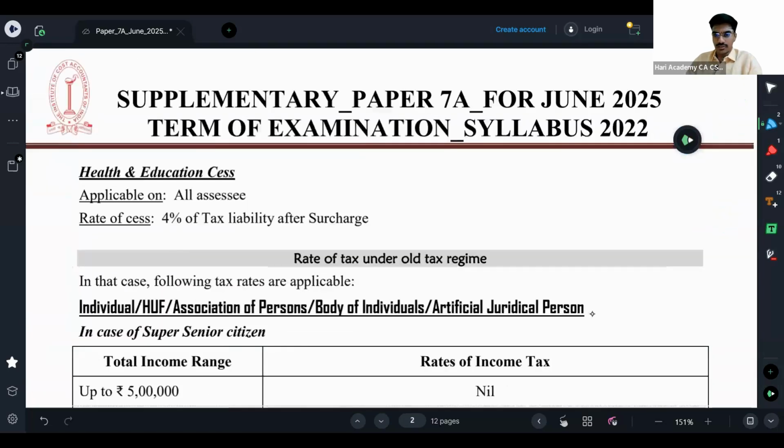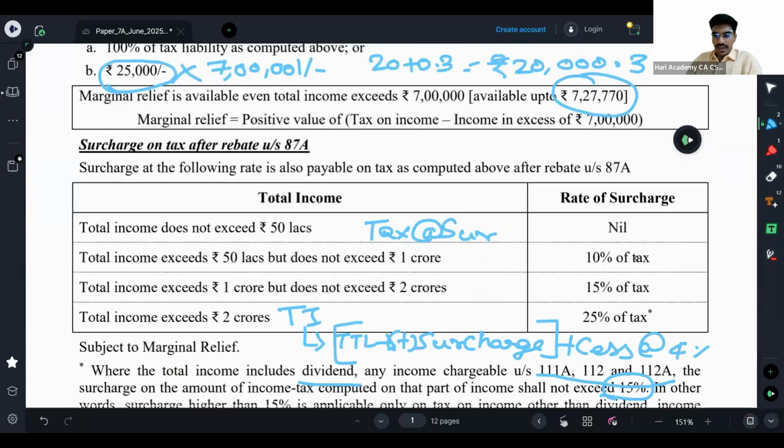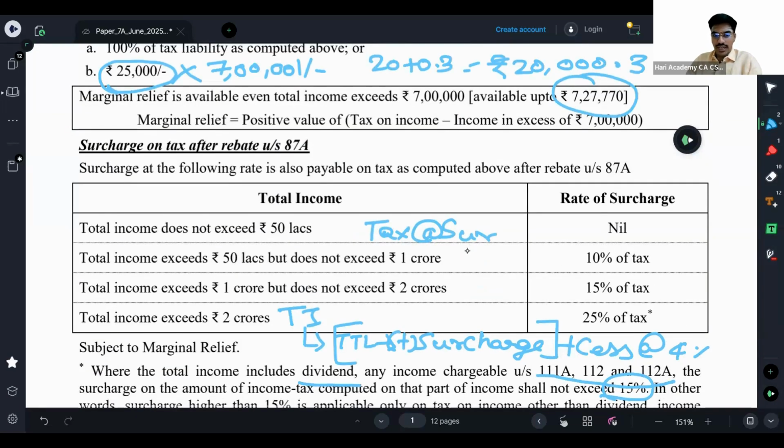If you see here, up to 50 lakhs it is nil. 50 lakhs to 1 crore it is 10%. 1 crore to 2 crore it is 15%. And from 2 crores it is going to be 25%.